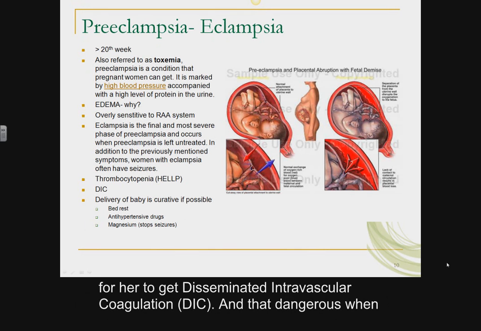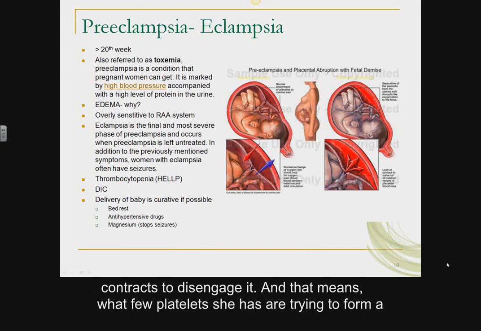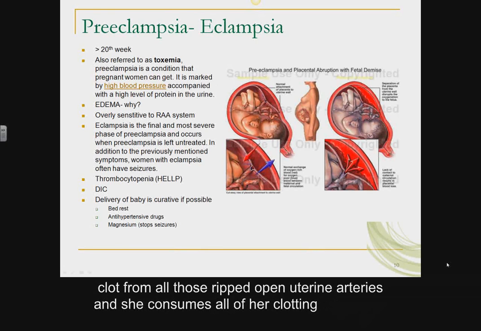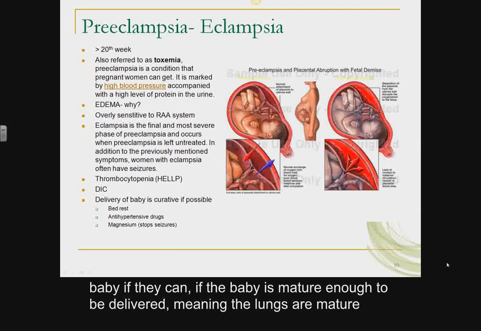If the woman has very low platelets, then it's very easy for her to get disseminated intravascular coagulation, or DIC. And that's dangerous when she delivers the baby, because the placenta is ripped off the uterus when the uterus contracts to disengage it. And that means what few platelets she has are going to try and form a clot from all those ripped open uterine arteries, and then she's going to consume all of her clotting factors and then bleed out. The best way to cure preeclampsia is to deliver the baby if they can.